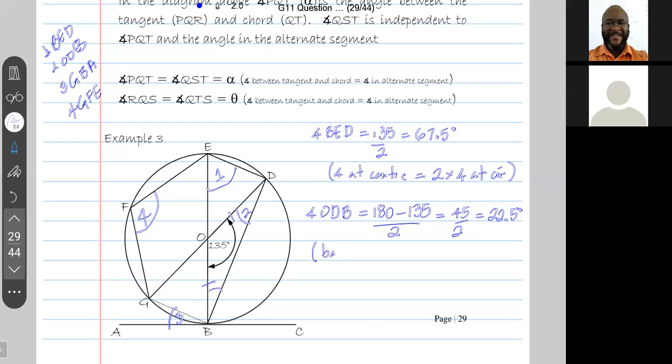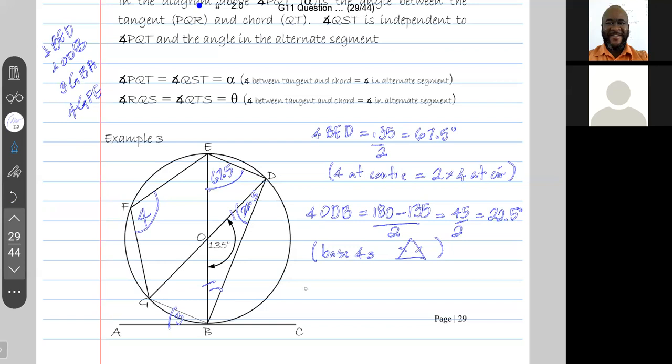And this is because these are base angles of an isosceles triangle. Next, so we found 1 and 2. All right, so let's try and put them in. 1 is 67.5. 2 is 22.5, and that triangle is an isosceles triangle. So now we're at 3.